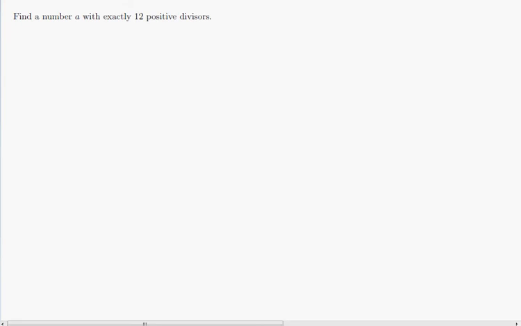Okay, find a number with exactly 12 positive divisors. There's lots of ways, forms that this could take. The basic principle behind this is that suppose that a number n has the form p sub 1 to the i sub 1, p sub 2 to the i sub 2, through p sub k to the i sub k. So suppose that is the prime factorization.